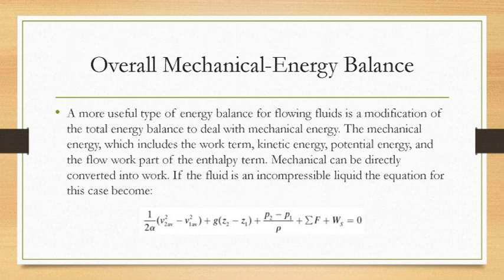Overall mechanical energy balances. A more useful type of energy balance for flowing fluids is a modification of the total energy balance to deal with mechanical energy. This mechanical energy can include kinetic energy, potential energy, and the flow work part of the enthalpy term. This mechanical energy can be converted into work. Knowing this, the equation will become the equation that we have here.